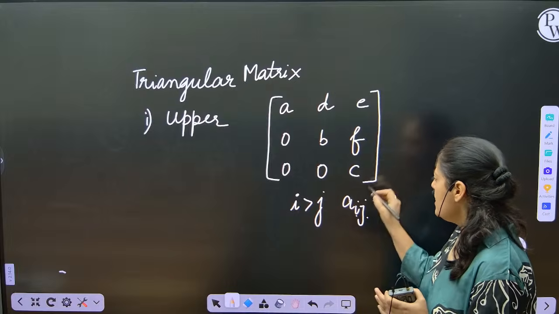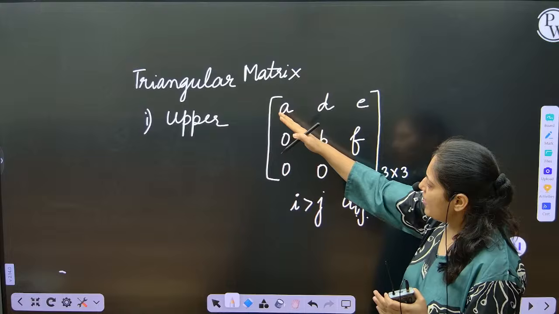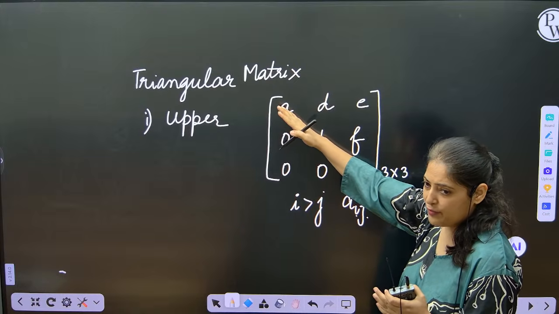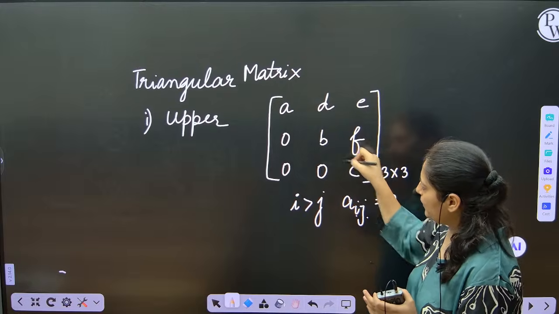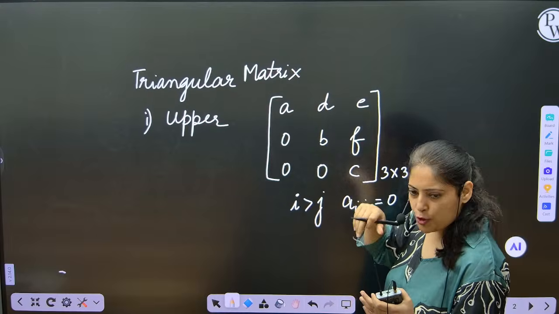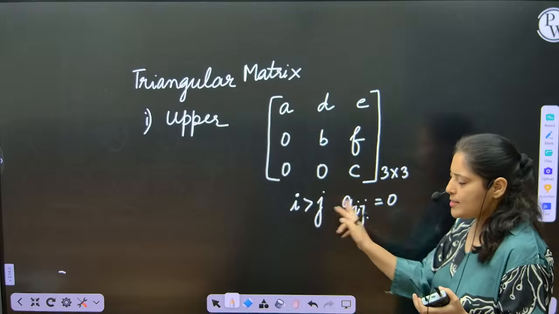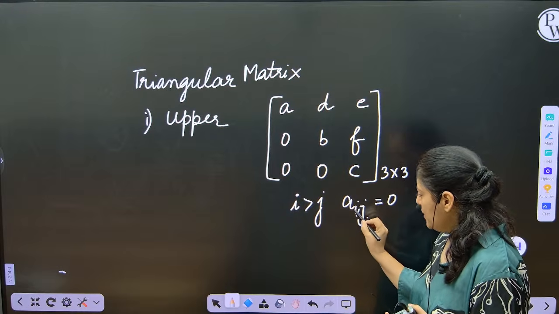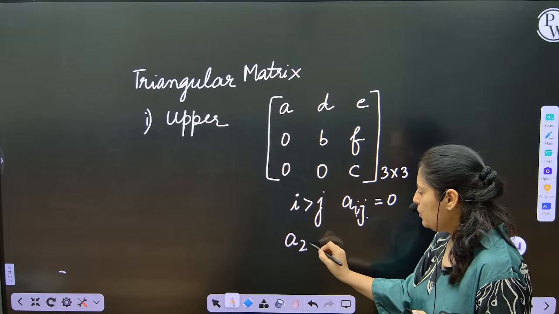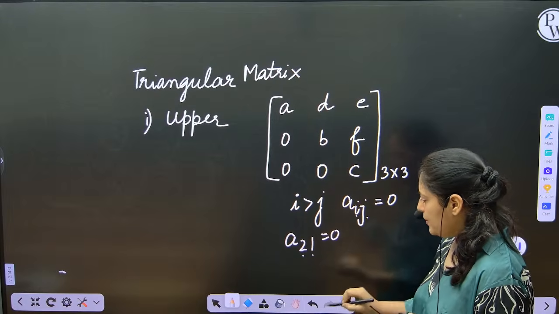How am I saying so? See, this is a 3 cross 3 matrix. This is a triangle kind of, we can see, no? This is a triangle, upper, like diagonal if you'll say. So this is kind of a triangle only. So that means upper should be there, down should be zeros. This is just a way to remember. Now what does it mean? See, I mentioned first number. Suppose I am talking about 2 and 1. i is greater than j. This will be 0.